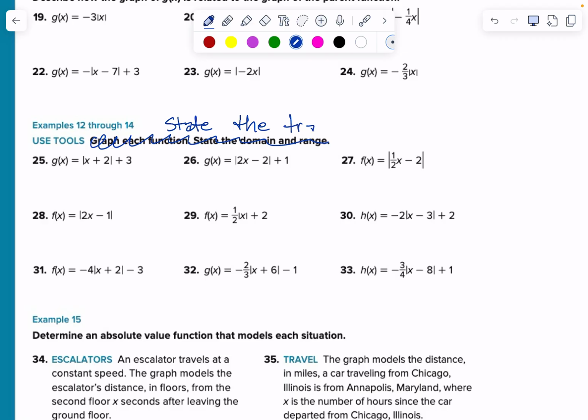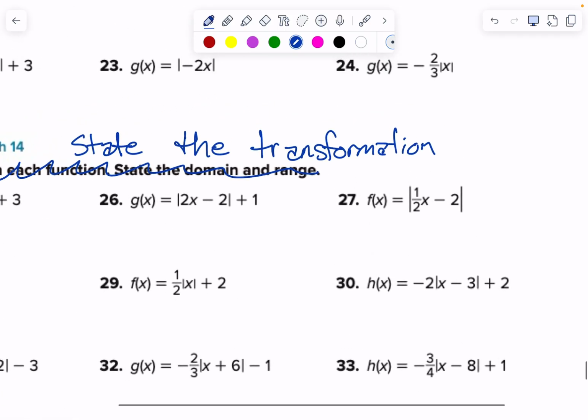Horizontal compression by half. To the right 2, and then up 1. Yeah, absolutely, you got it. Horizontal compression by half.